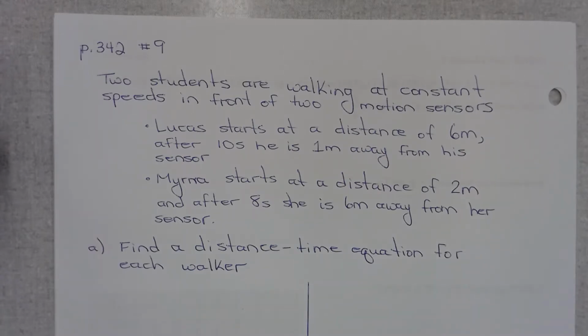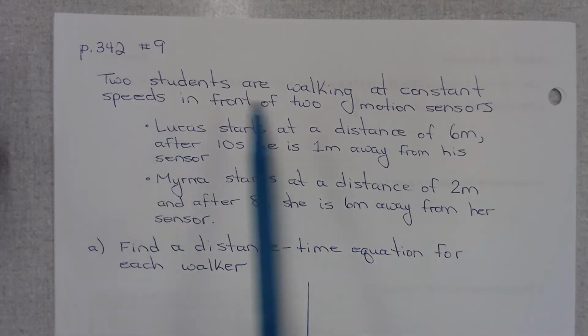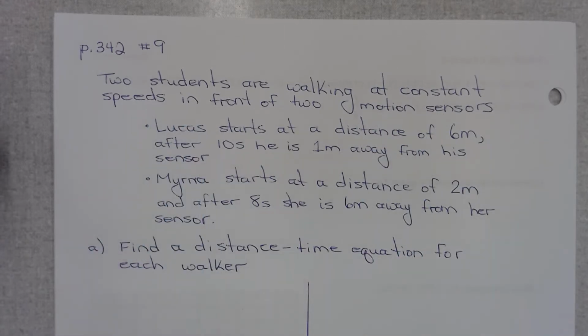All right, nines, I got a request for one of the homework questions for video, page 342, number 9. So let's take a quick look at the question. We have two students who are walking at constant speeds in front of two motion sensors.